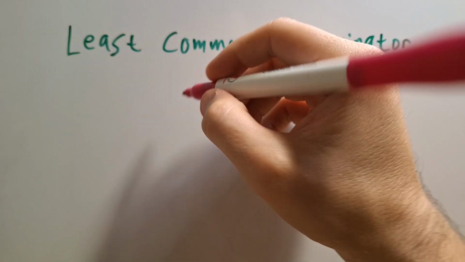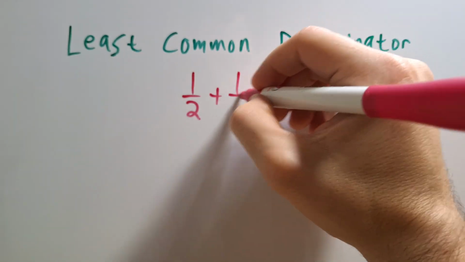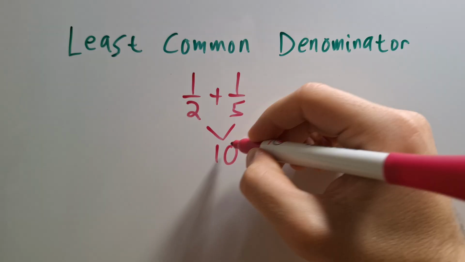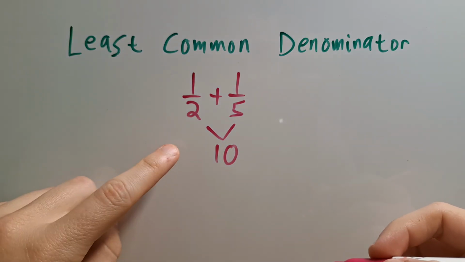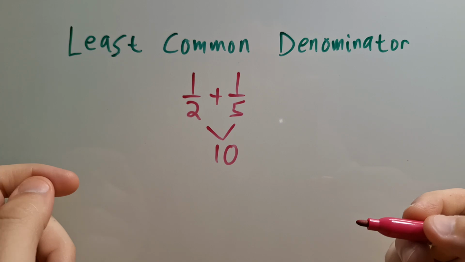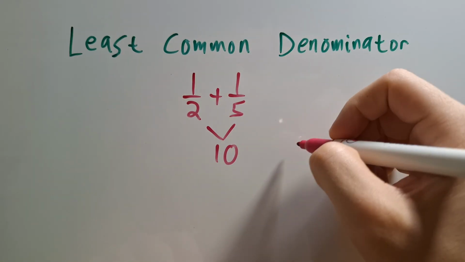original fractions. In the previous video that I did, when I was adding 1/2 and 1/5, I came up with a common denominator of 10. 10 was the least common denominator, and it was the easiest one to work with too. I could have chosen many other numbers to work with.